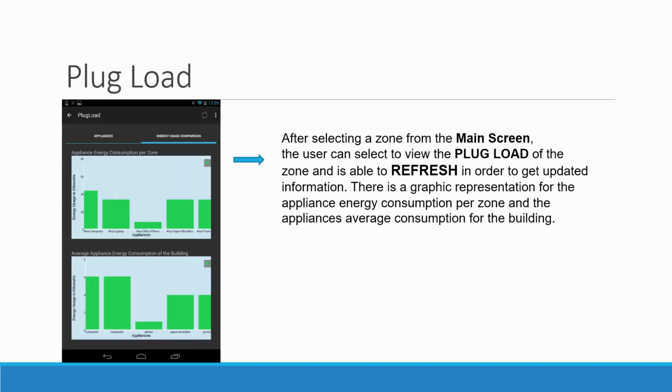Plug load. After selecting a zone from the main menu or the main screen, the user can select to view the plug load of the zone and is able to refresh in order to get updated information. There is a graphic representation for the appliance's energy consumption per zone and the appliance's average consumption per building.